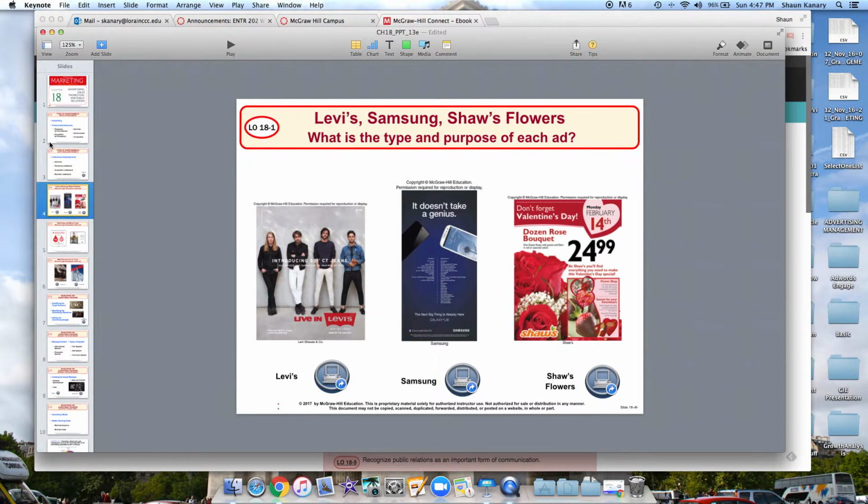This Levi's ad, introducing the 501c jeans. Is that an institutional ad or a product ad? Right, it's a product ad, the 501c jeans. The second one, Samsung's new Galaxy S3 phone. Is that a product or institutional ad? You're right, that's a product ad. And then of course we have Shaw's Flowers, which is another example of a product ad.